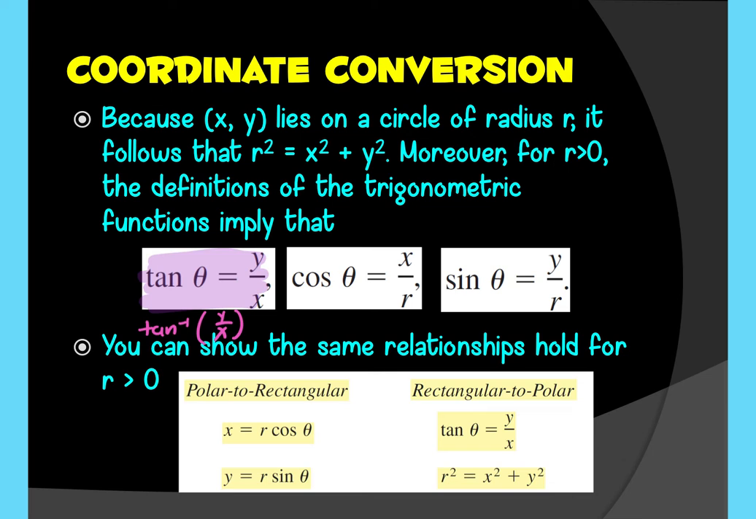The second part is to find r, and because r squared equals x squared plus y squared, r is going to equal the square root of x squared plus y squared.